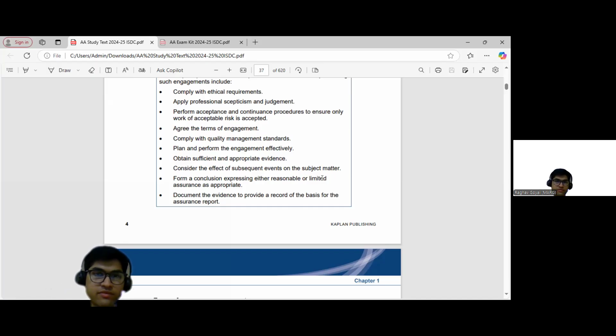After that, our work is not done just at the reporting date. There are usually subsequent events after the reporting date which could affect the financial statements, and thus your audit opinion could also be influenced by that event. So those things also need to be considered.